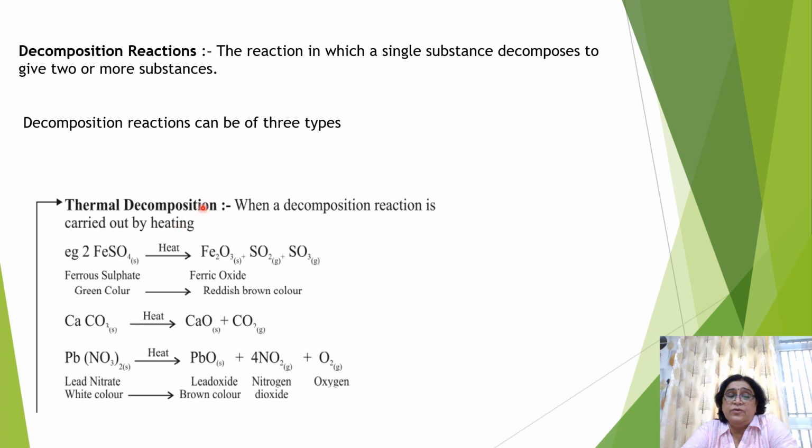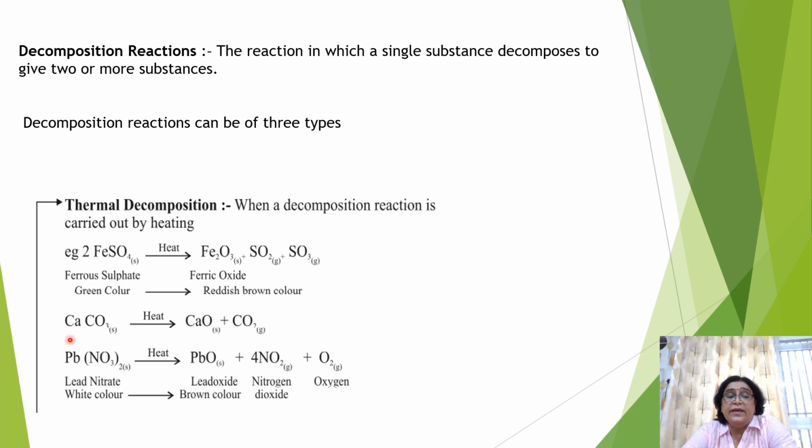So in thermal decomposition, what happens? Only the substance is taken in the test tube and heated. So when you heat ferrous sulfate, for example, what is formed? Fe2O3, sulfur dioxide and sulfur trioxide. So the green color ferrous sulfate changes to the reddish brown color ferric oxide, and the gases are released in the form of sulfur dioxide and sulfur trioxide.